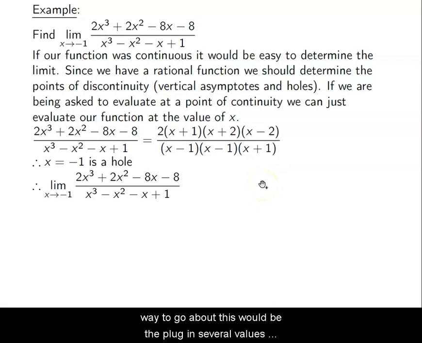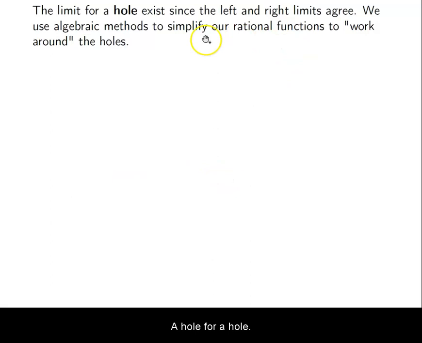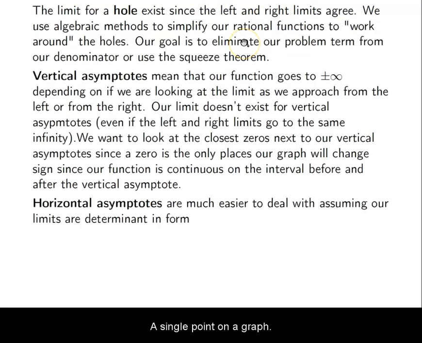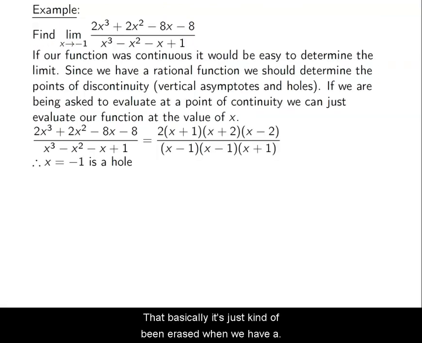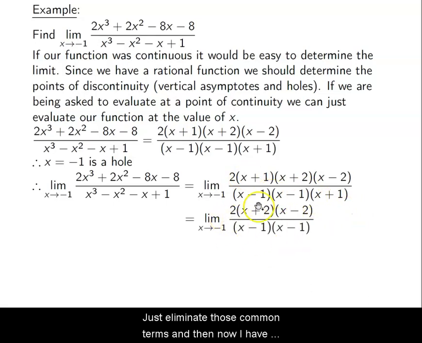The long way to go about this would be to plug in several values and see what's happening when I come from the left, and plug in several values and see what's happening as I come from the right, and see if those things approach the same value, which they should, because as I said before, for a hole, the left and right limits are going to agree. There's just a single point in our graph that has basically been erased when we have a hole. So algebraically, just eliminate those common terms, and then now I have an equivalent form, right?